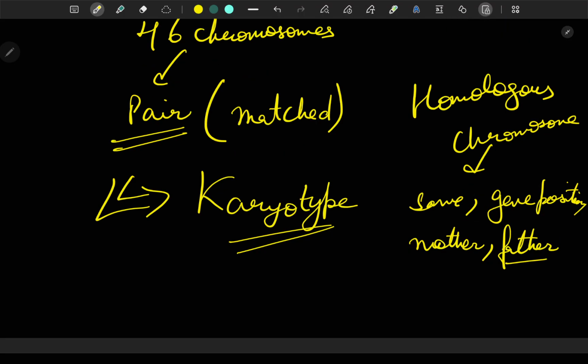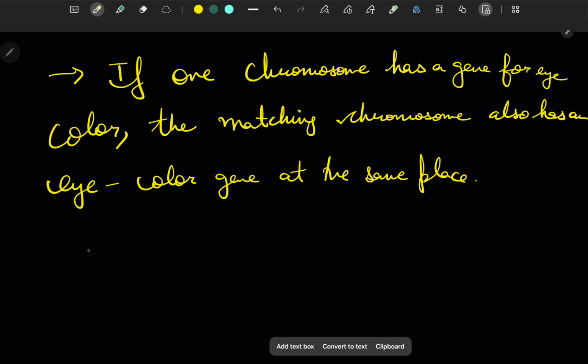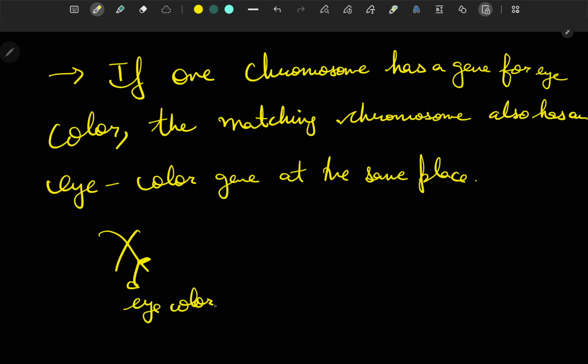For example, if one chromosome has a gene for eye color, the matching chromosome also has a gene for eye color at the same place. So at this point this chromosome has the eye color gene, and the same pair has the eye color gene at the same point. That's why they are called the karyotype and homologous chromosomes.